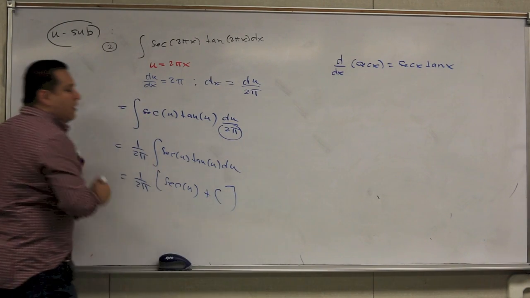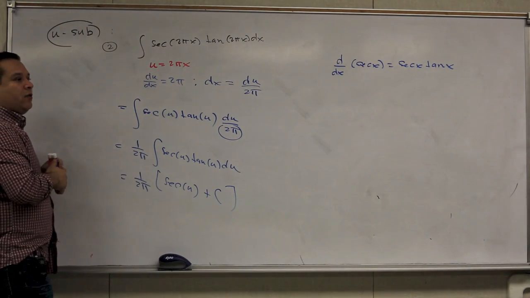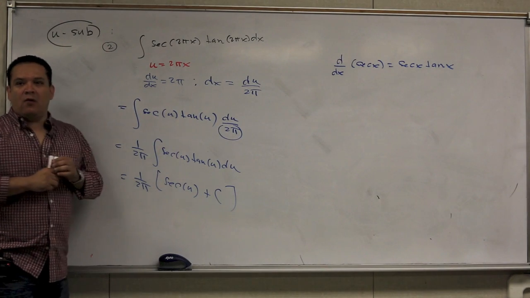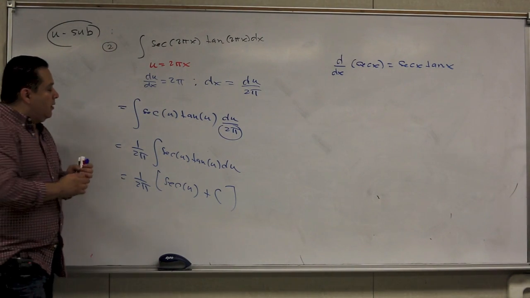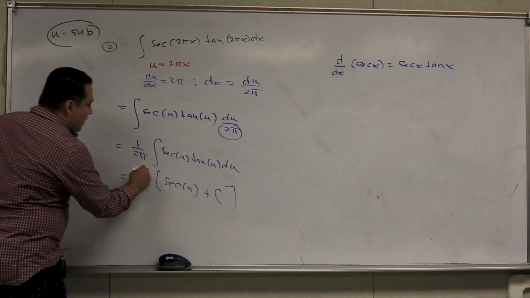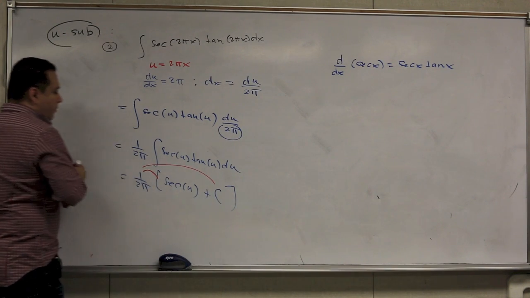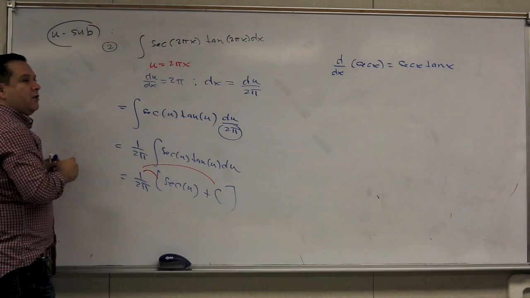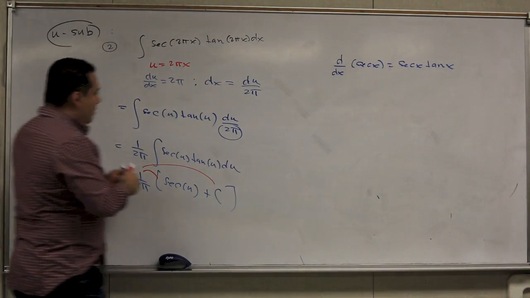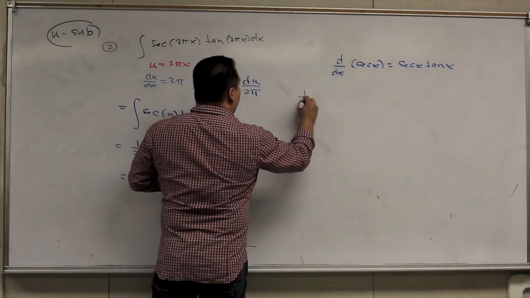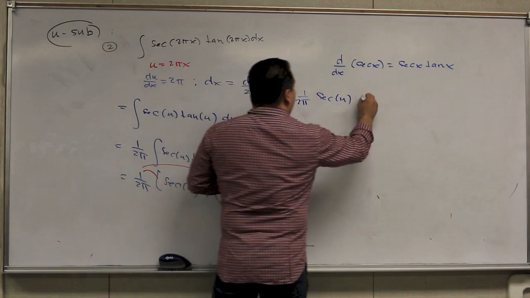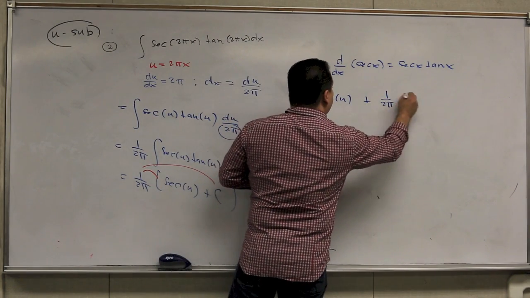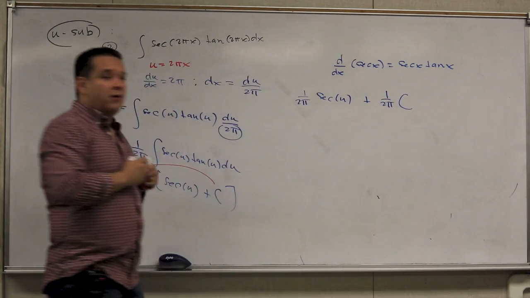Now, I didn't go over this detail with you guys yesterday. Let's go over this detail now, since we have some experience under our belt, right? You may say to me, hey, what happens here? You know, I know how to use the distributive property. And you're right. You get 1 over 2 pi secant u plus 1 over 2 pi c. Is that true?